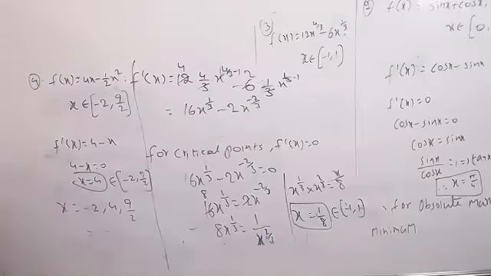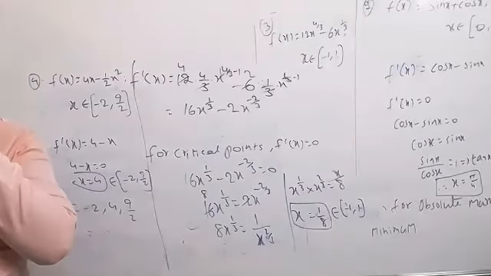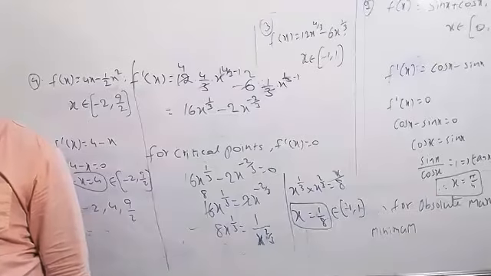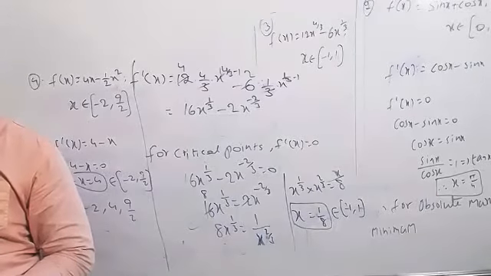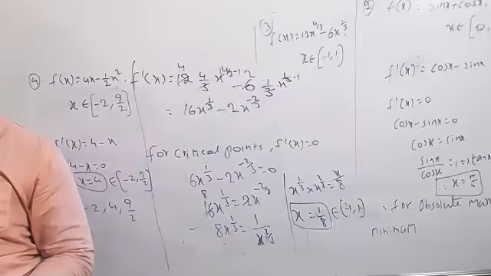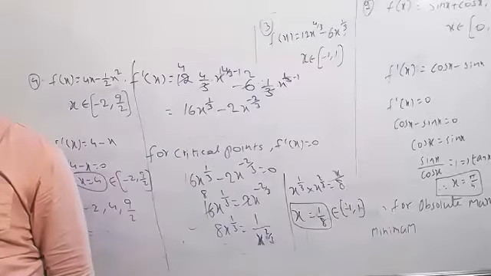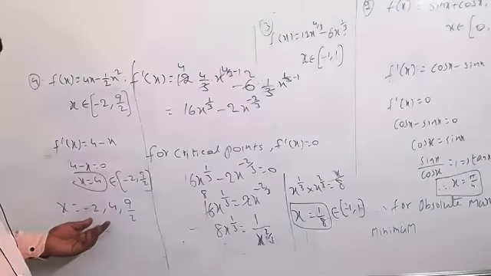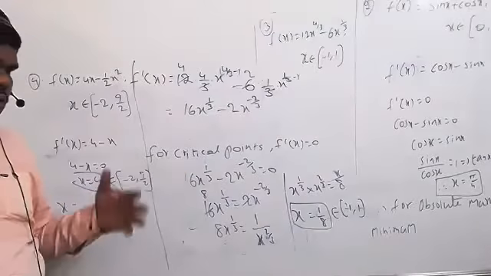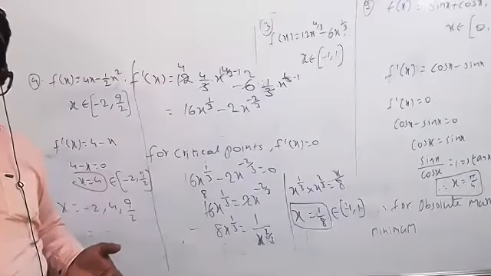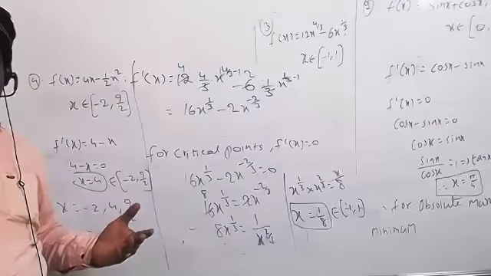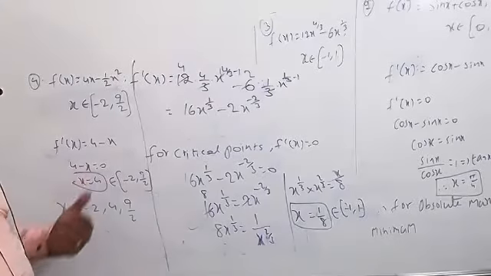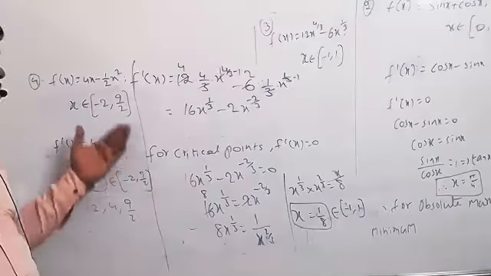Since this is from the board point of view, we have to write the procedure very clearly. Don't leave any step and don't skip any step. After finding the critical point, the value of x, write clearly for the absolute maximum and minimum value. We need to find f of x at x equal to minus 2, x equal to 4 and x equal to 9 by 2.